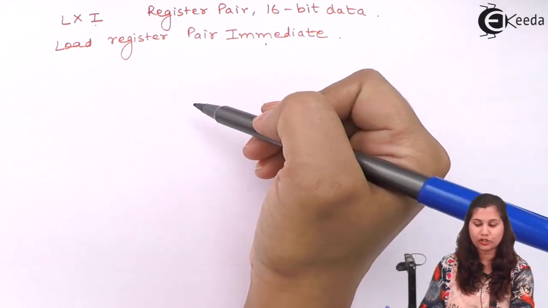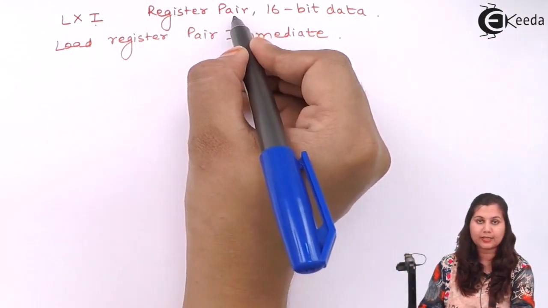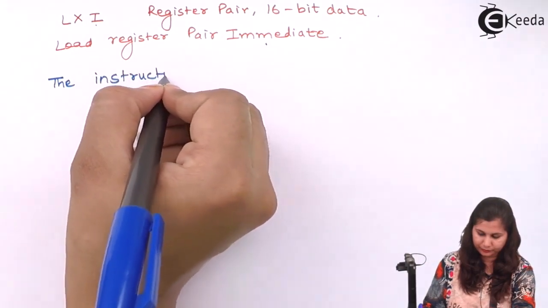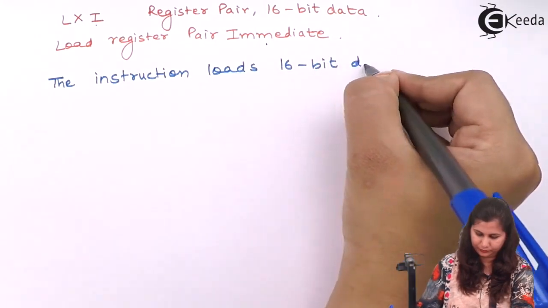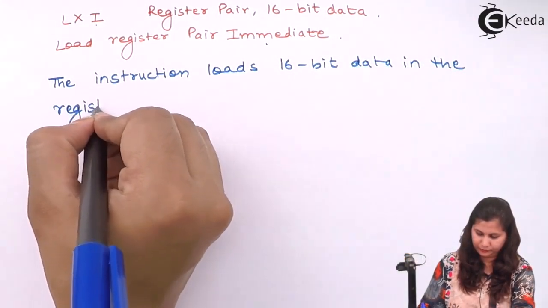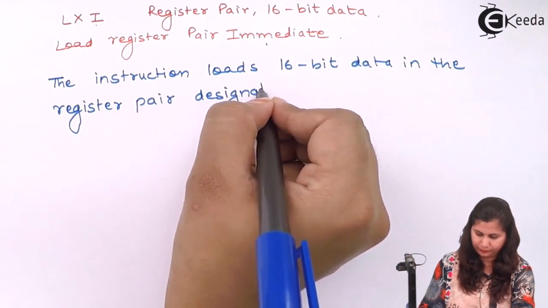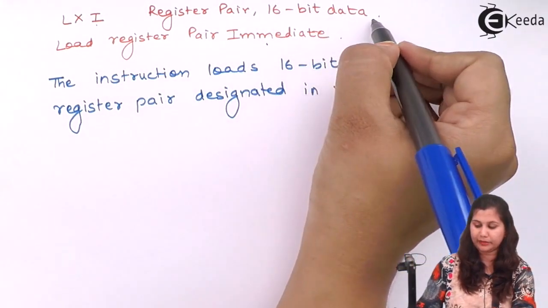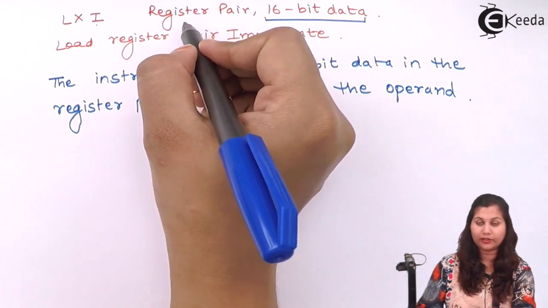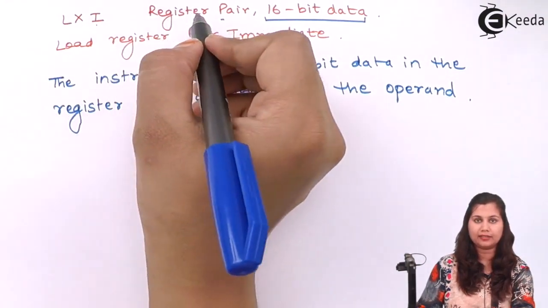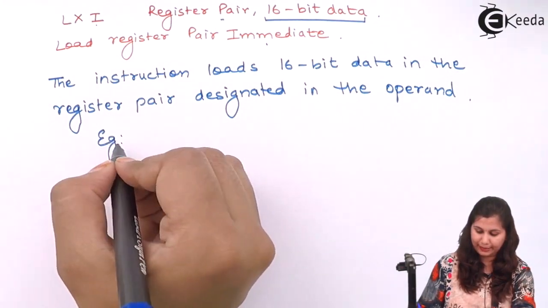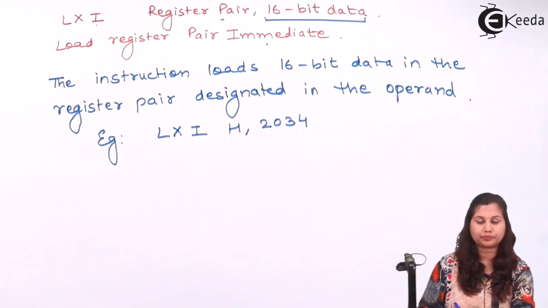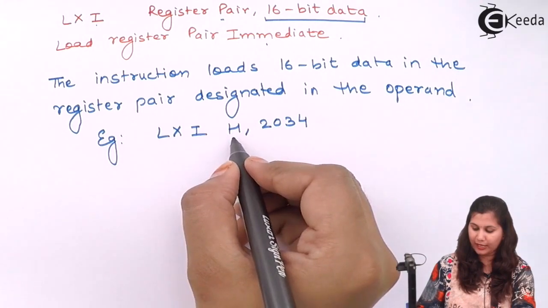This I is for the immediate data, and we have the operand as the register pair and the 16-bit data. So this instruction is loading the 16-bit data which is given in the instruction into the register pair, which is also specified in the instruction. If we take an example, then an example of this instruction is LXI H, 2034. Here in the instruction we have the register pair.